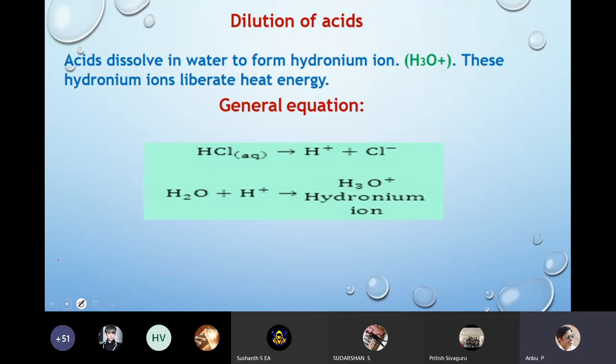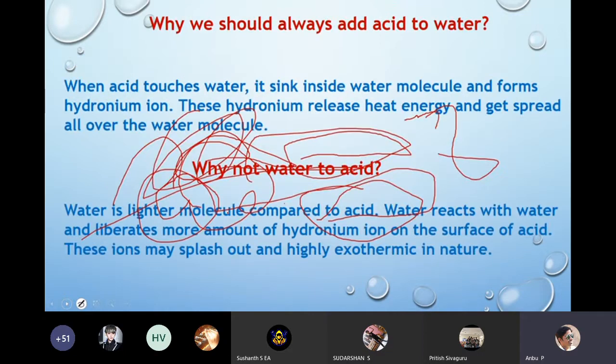Are you all there? Yes, master. No questions, master. Okay, so this is how acids behave when they have been added to the water. I think whatever I have done in the last slide has been carried over to this slide.